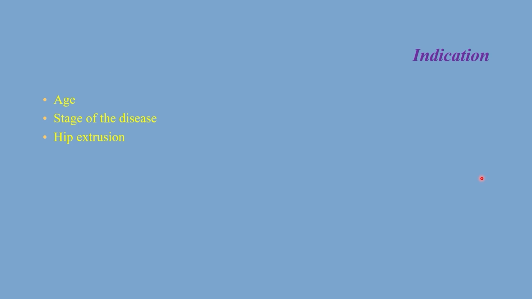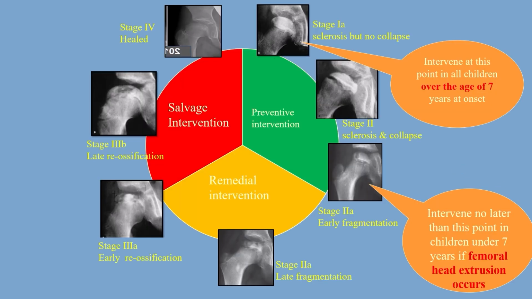So the indication of femoral osteotomy is based on age, stage of the disease, and hip extrusion. If you recall from the previous video, for children above the age of 7, we aim to do the femoral osteotomy as early as stage 1A. So the moment they present to us, we do femoral osteotomy. If they present late, or if they're under 7, we can watch them till the head starts extrusion, and if it starts extrusion, no matter what age they are, we do femoral osteotomy or any containment surgery.